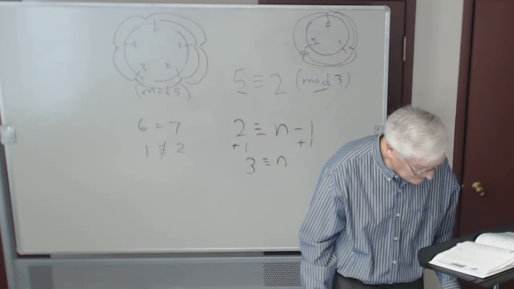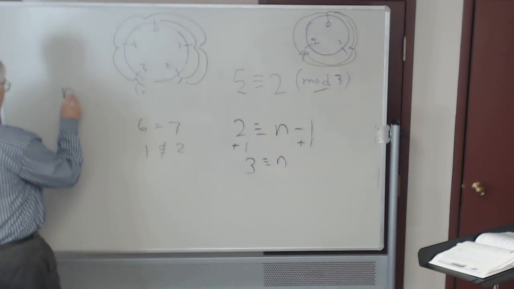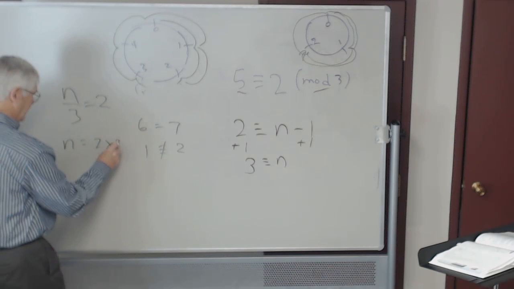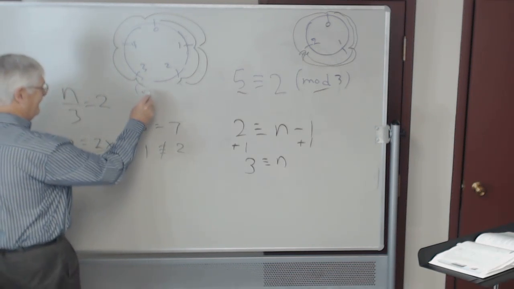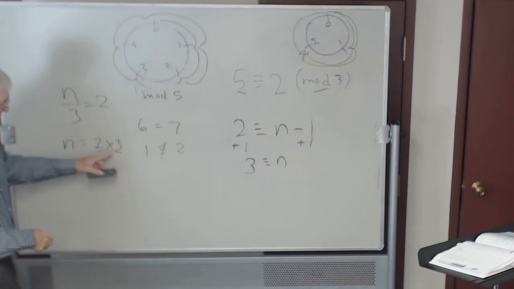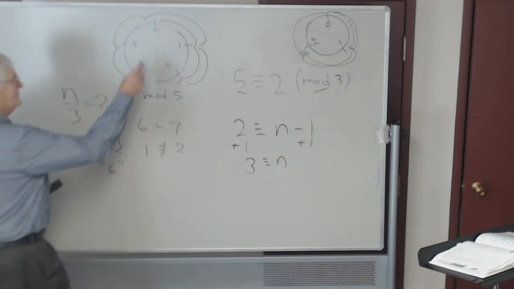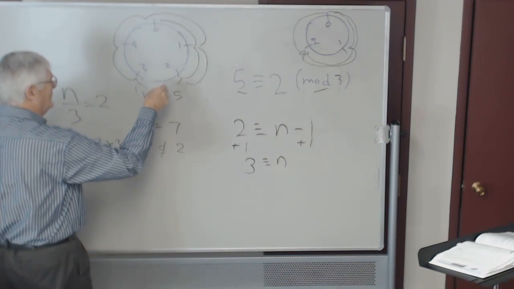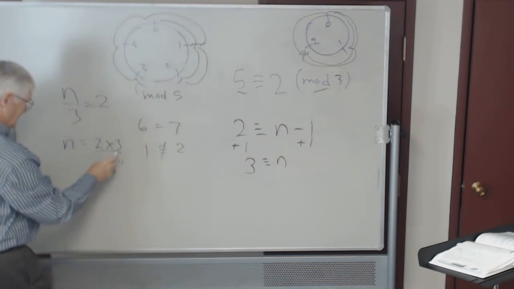And 72, n over 3 is 2. So that would be n equals 2 times 3. What's 2 times 3 in modulo 5? What's 2 times 3 in your head? Well, 6. But modulo 5 only goes 1, 2, 3, 4. 1, 2, 3, 4, 5, and one more would be 6. So what's the answer? 1.